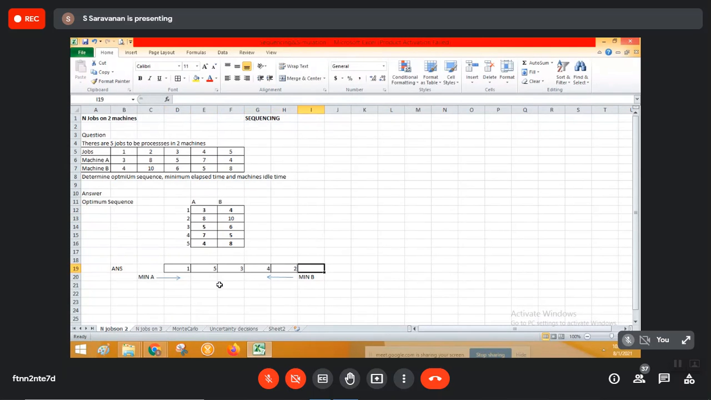So it has to start from this specific position. Okay, is that clear? 1, 5, 3, 4 and 2. So this is how sequencing has to be done.